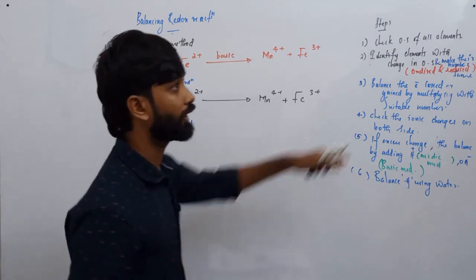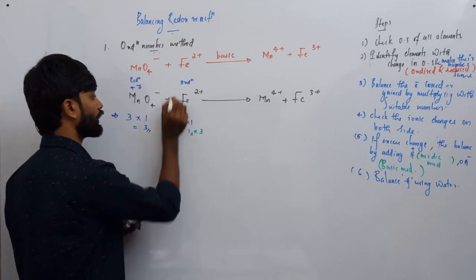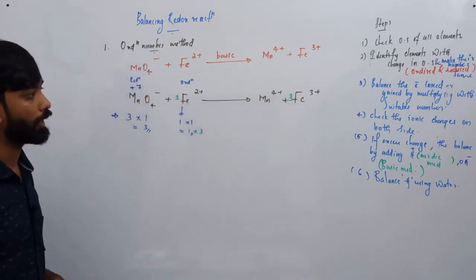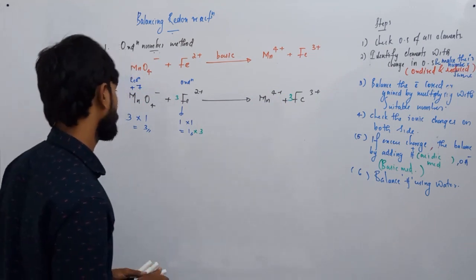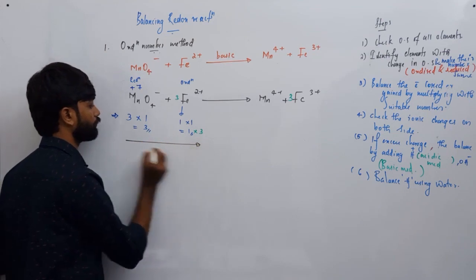So that losing and gaining is not okay. So you should multiply with the proper number. So here we have 3. Is it okay? Yeah. So the third step is also over. The number of electrons lost and gained is balanced by multiplying with a suitable number.